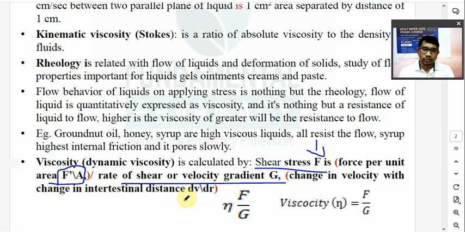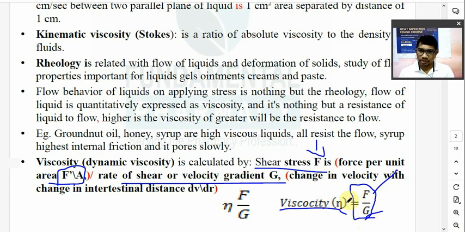So what is the viscosity? Viscosity is nothing but the stress, that is F, divided by the rate of shear. So you can say viscosity eta is equal to F divided by G. What is F? F is nothing but the stress, applied stress. And what is G? It is nothing but the rate of shear or shear rate. Or you can call it a velocity gradient.